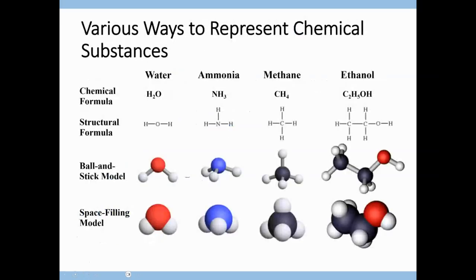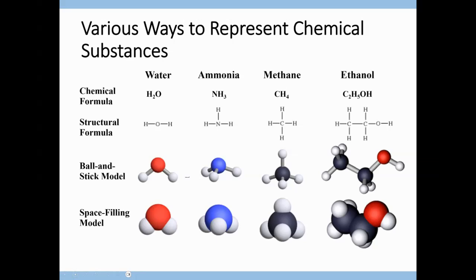Okay, so the next slide is really just to show a few different ways that we can represent molecules. So water, H2O, 2 hydrogens and an oxygen. Up there we have the chemical formula. All that tells you is the number of each type of element that's present in the molecule. The structural formula tells you what atoms are bonded to each other. So we see that the oxygen is bonded to 2 hydrogens.